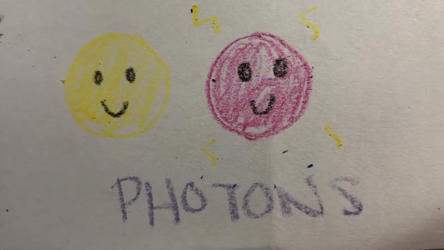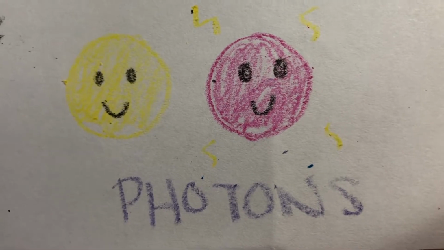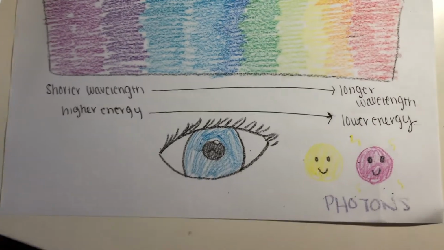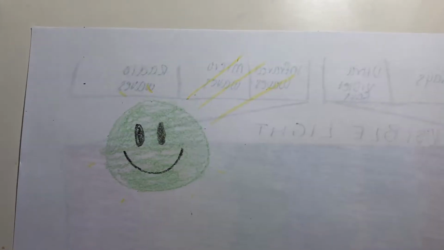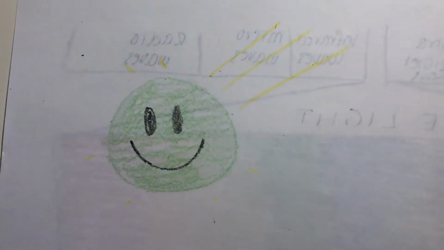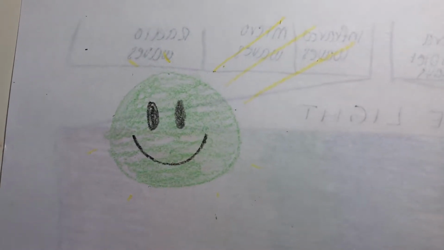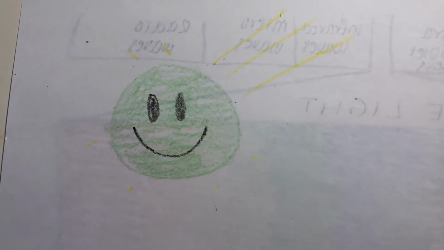Photons, the particles within light, have fixed amounts of energy that are inversely related to wavelength. The shorter wavelengths have photons with greater amounts of energy. A pigment is a substance that can absorb visible light. Different pigments absorb light of different wavelengths, and chlorophyll is the main pigment found inside chloroplasts.